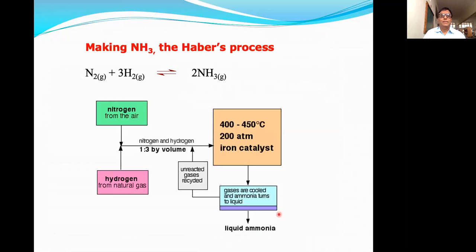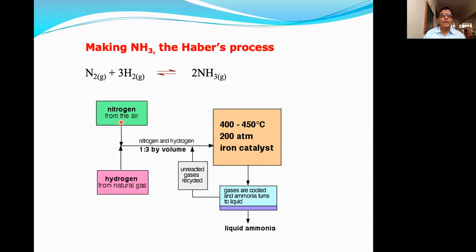Now we'll discuss the production of ammonia by Haber's process. You know that ammonia is produced by Haber's process by using this reaction, by using nitrogen and hydrogen gas. When nitrogen and hydrogen gas combine, it gives ammonia gas by this reaction. So this is the block diagram of the Haber's process.